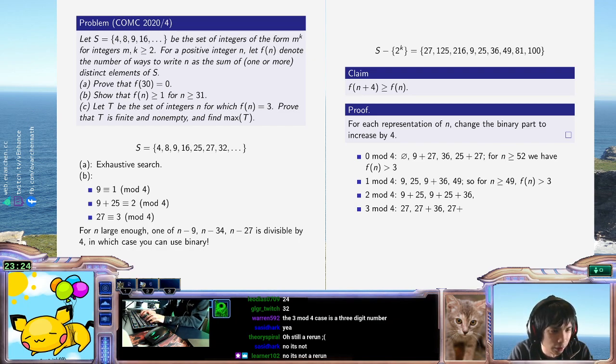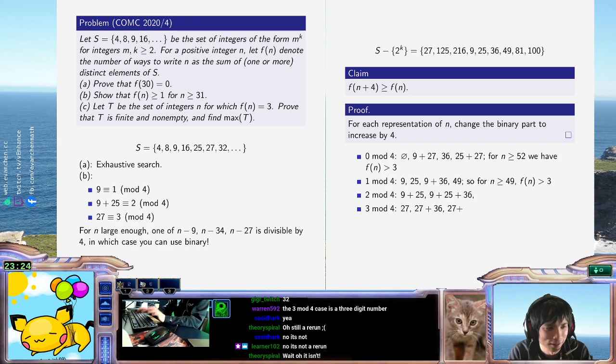Still a rerun? No, it's not. Does this look like a rerun? I'm not sure what that says about the stream. People can't tell the difference between the rerun and the live runs.